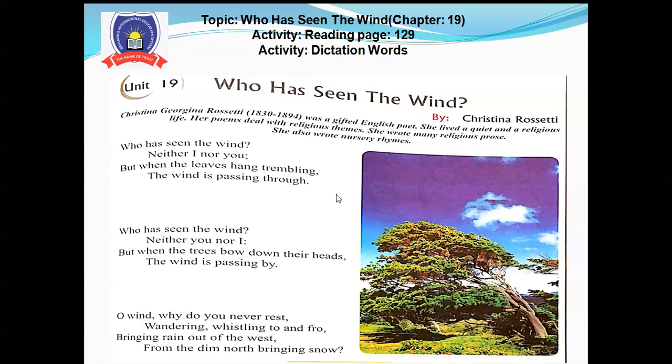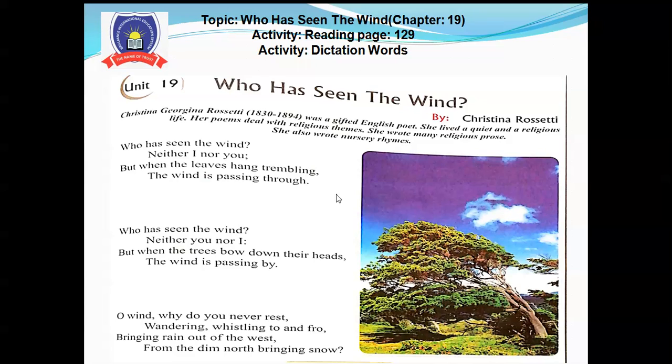So I am going to read this poem. You have to listen to me carefully. Take out your pencil also and underline any word you find difficult. Wherever you feel difficulty, you have to underline it. At the end, I will tell you about the underlined words. Okay, so put your finger on the first line.